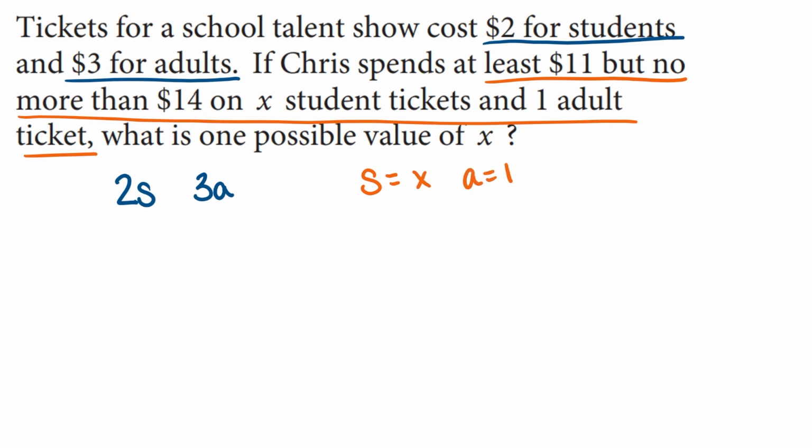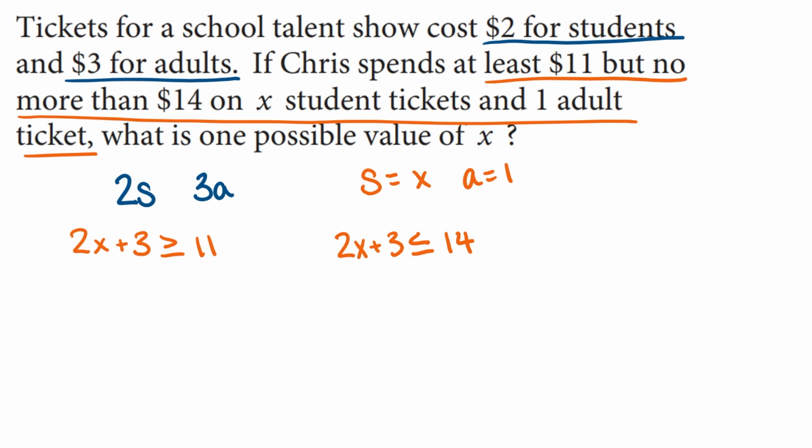So now we can write 2 inequalities to represent this problem. So we know that 2x plus 3 is greater than or equal to 11 because he spends at least $11, so it's 11 or more. And 2x plus 3 is less than or equal to 14. So we're between 11 and 14.